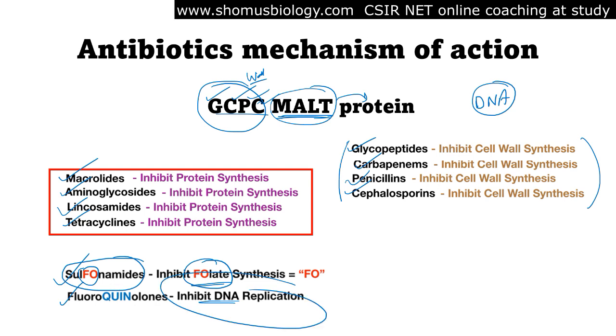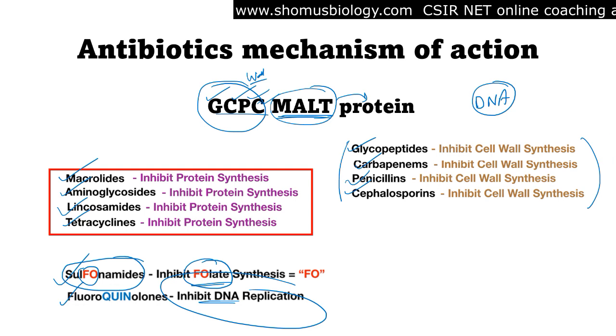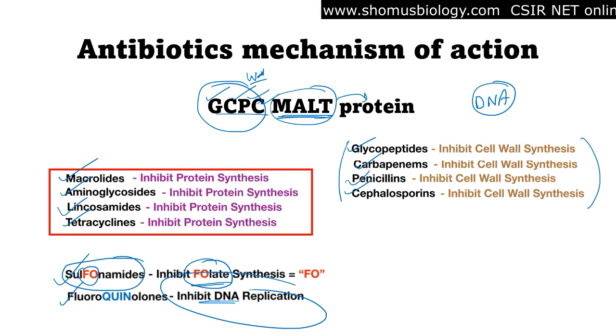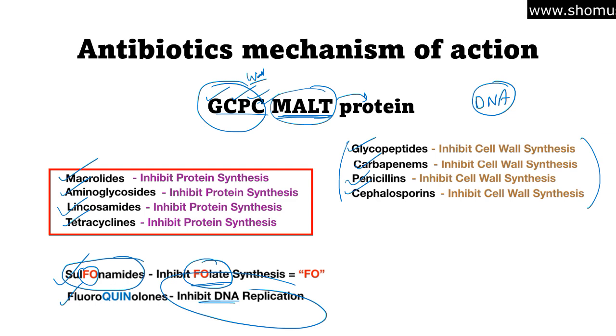Okay, so these are the 2 that you need to remember separately, but I think you can remember that because out of 10, 8 are clearly remembered. GCPC deals with cell wall biosynthesis inhibition. Malt protein, as malt says protein, deals with protein biosynthesis inhibition. And apart from that, sulfonamides, F for folate, folic acid biosynthesis inhibitor, and fluoroquinolones, DNA replication inhibitor. So that concludes the antibiotic mechanism of action mnemonic and how to remember antibiotic mechanism of action with the help of this simple mnemonic.